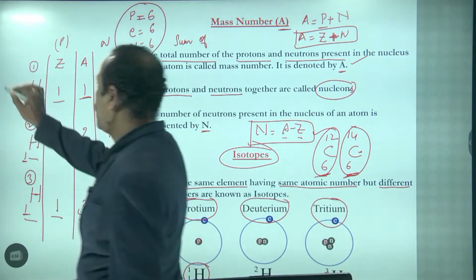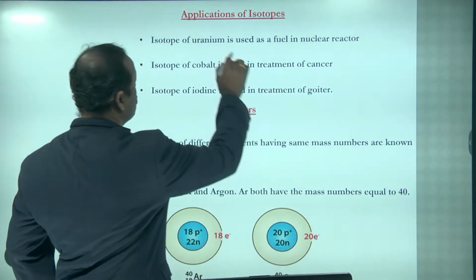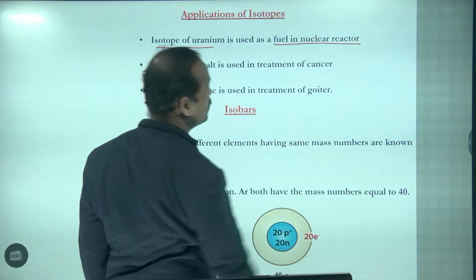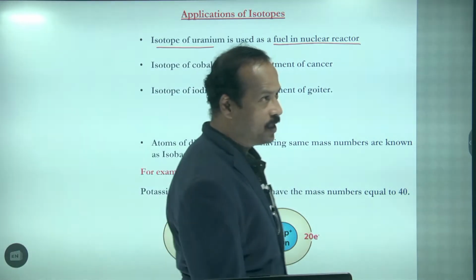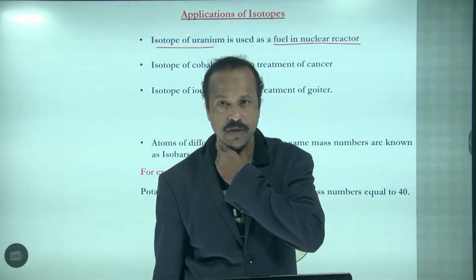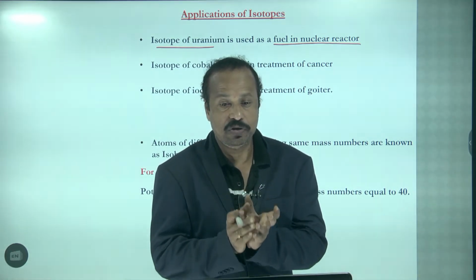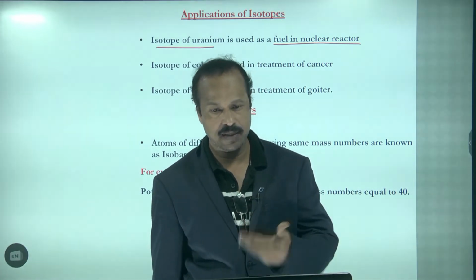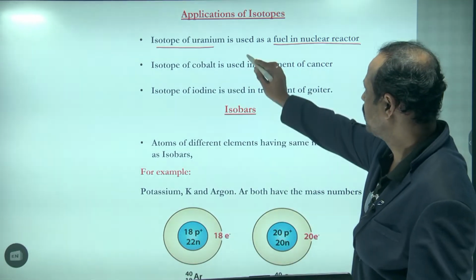Now next, come to the applications of isotopes, where we use the isotopes. See, isotopes of uranium are used in the nuclear reactor as a fuel. Nuclear reactor, this you learn in the 12th standard, in nuclear physics. Here, nuclear reactor means what? A device which is used to control the chain reaction is called a nuclear reactor, and that you learn in the higher classes, don't worry. So there, an isotope of uranium is used.